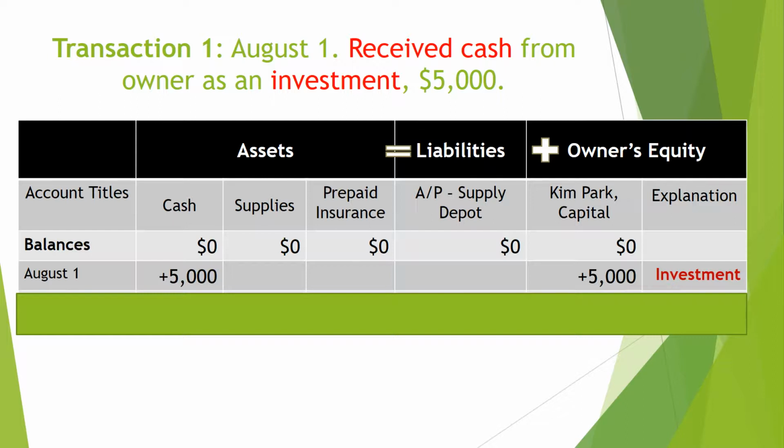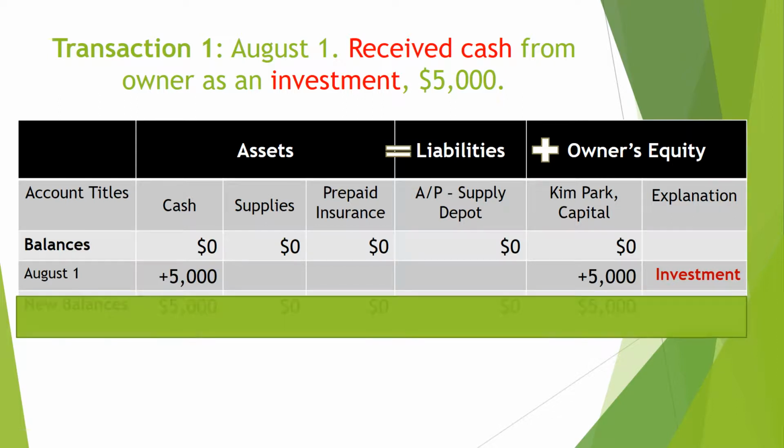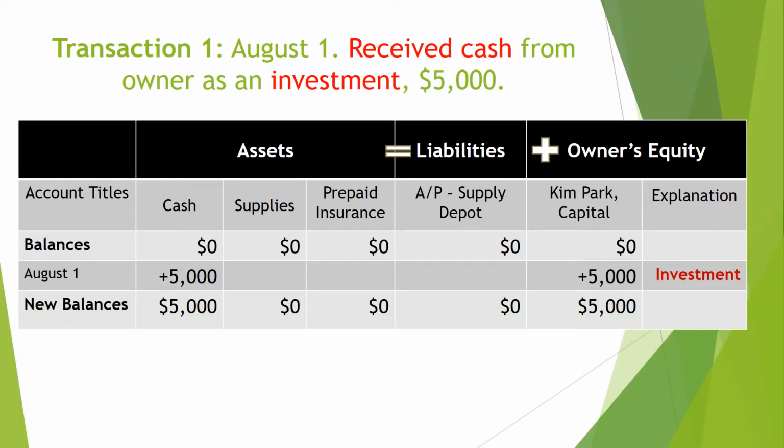Now it is time to determine our new balance for each account. We are going to add $5,000 to the zero in the cash account, and we will get a new balance of $5,000. Supplies, prepaid insurance, and accounts payable Supply Depot, we will simply carry the zeros down into the new balance lines. In our capital account, we are going to add $5,000 to the beginning balance of zero, and our new account balance will be $5,000.